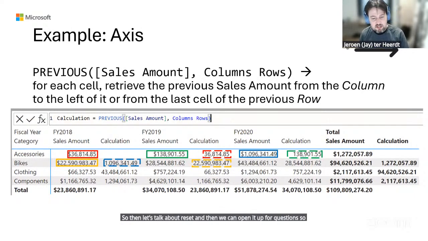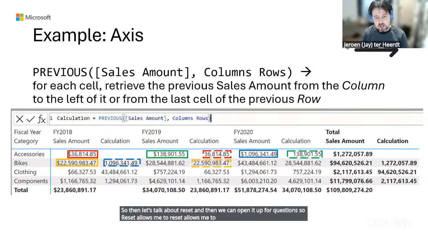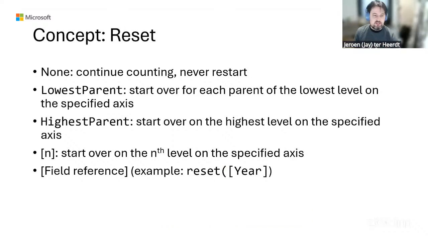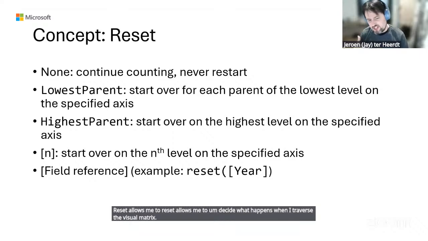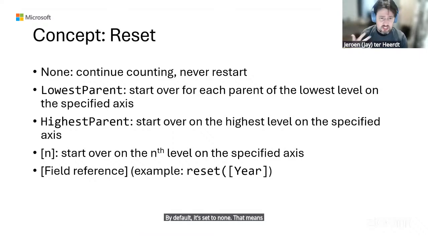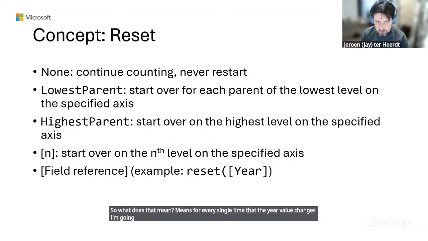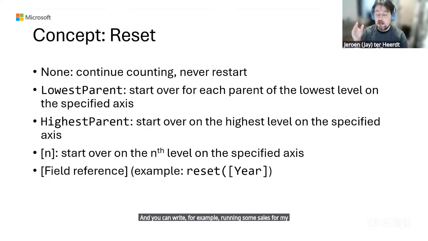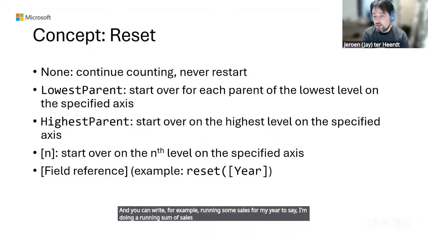So reset allows me to decide what happens when I traverse the visual matrix. By default, it's set to none. That means that the calculation never restarts. But you can change it to say, I want to restart on every new year. So what does that mean? That means for every single time that the year value changes, I'm going to restart the calculation from 0. And you can write, for example, running sum sales, comma, year, to say, I'm doing a running sum of sales, but I'm restarting for every single year.